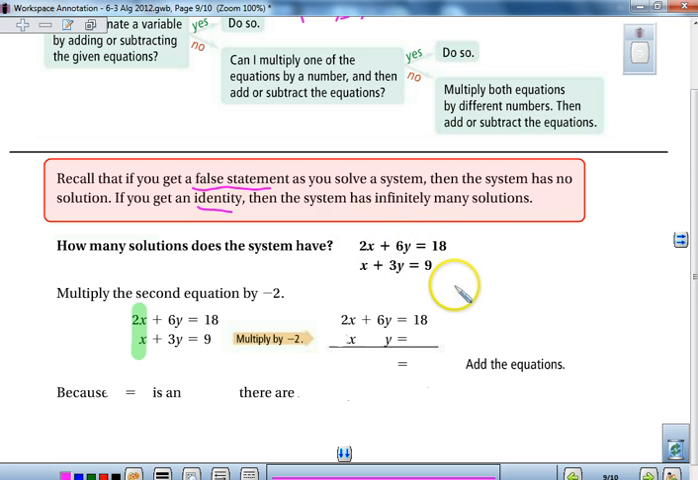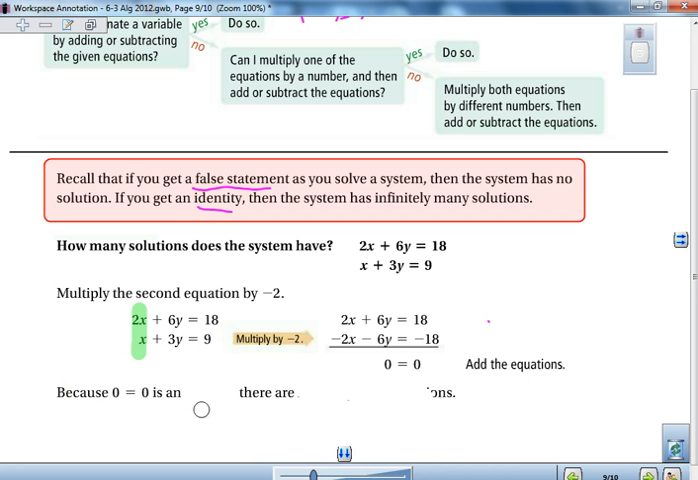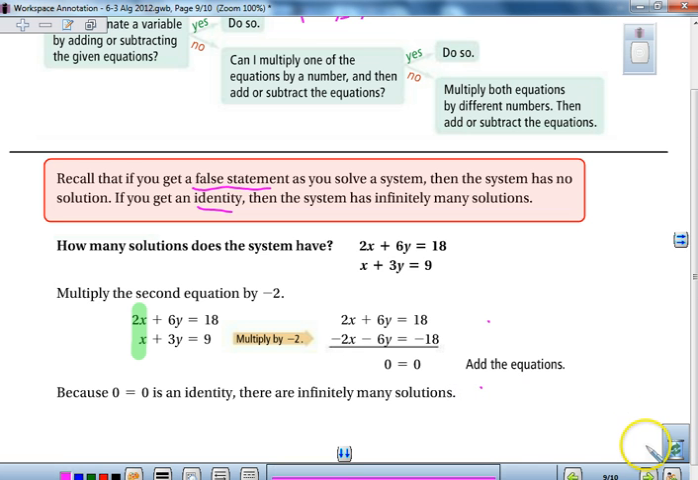As we look at this system, our x's and our y's don't have the same coefficient, but let's try to eliminate the x's. If we do that, we want to multiply everything by -2. And what you notice is when we multiply by -2, we get -2x minus 6y, and 18 equals -18. If we add our equations together, 0 equals 0. And because 0 is equal to 0, we got the identity, and there are infinitely many solutions to this problem.